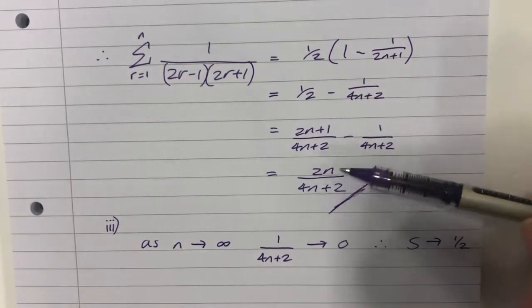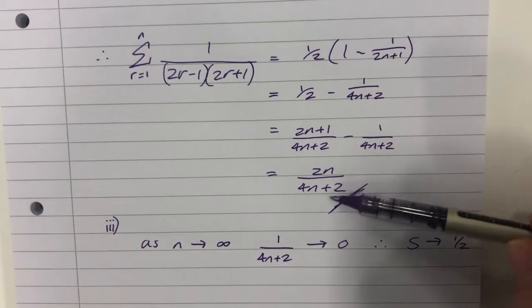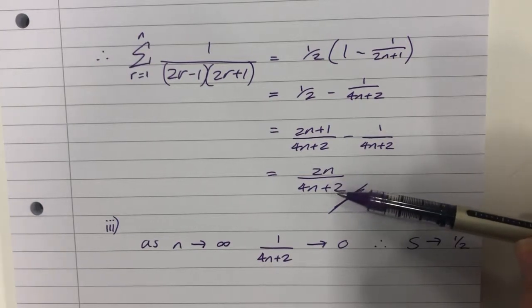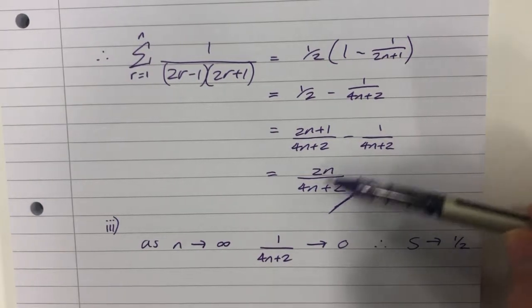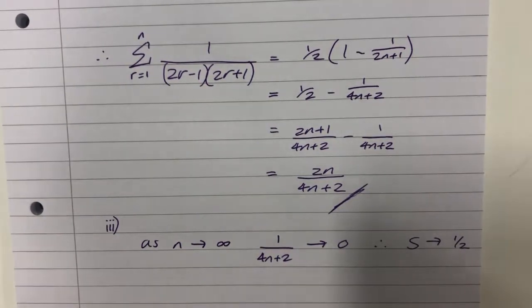And you can see that here as well. As n tends to infinity, this becomes negligible in comparison. So you're left with 2n over 4n, the n's cancel, and you're left with 2 over 4, which is also a half. All right.